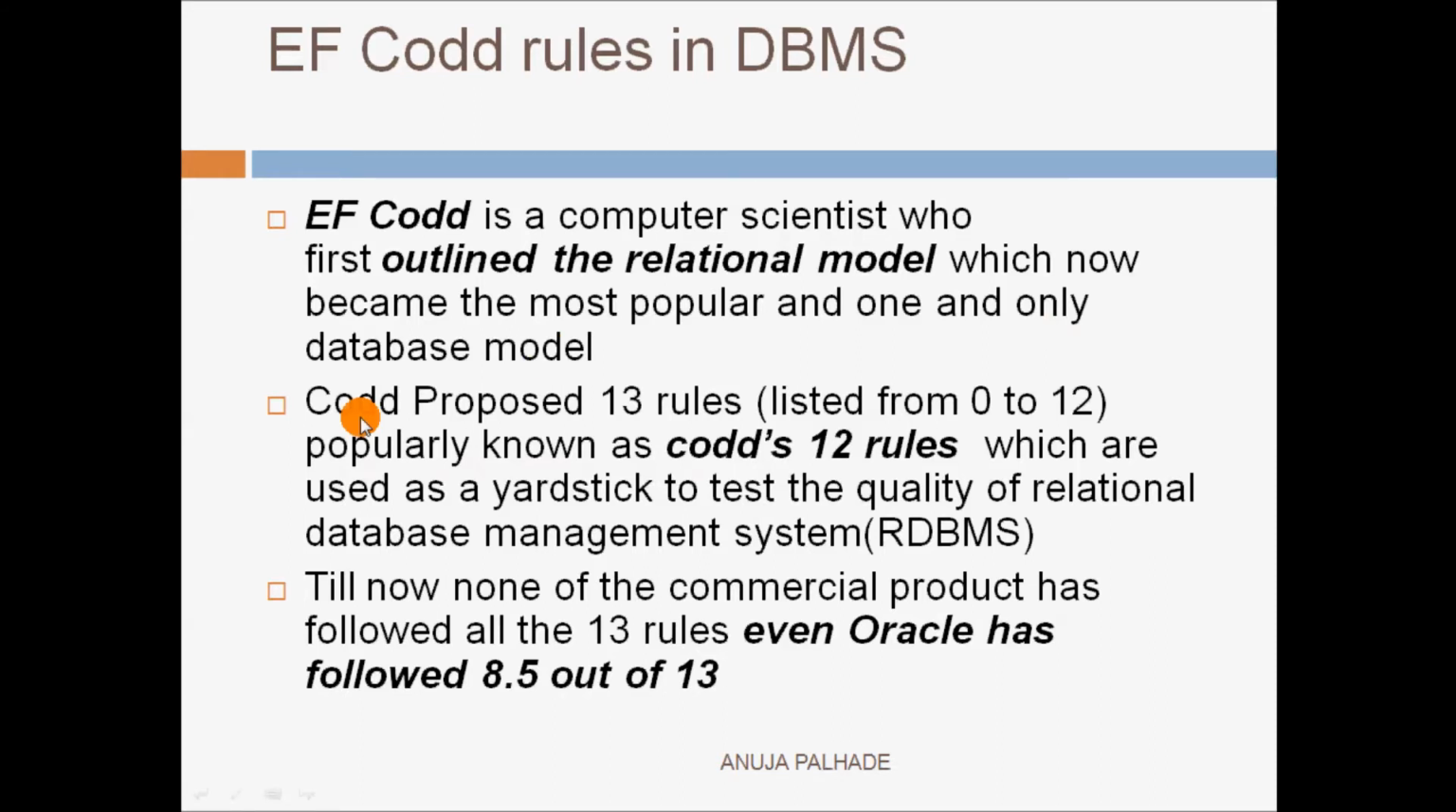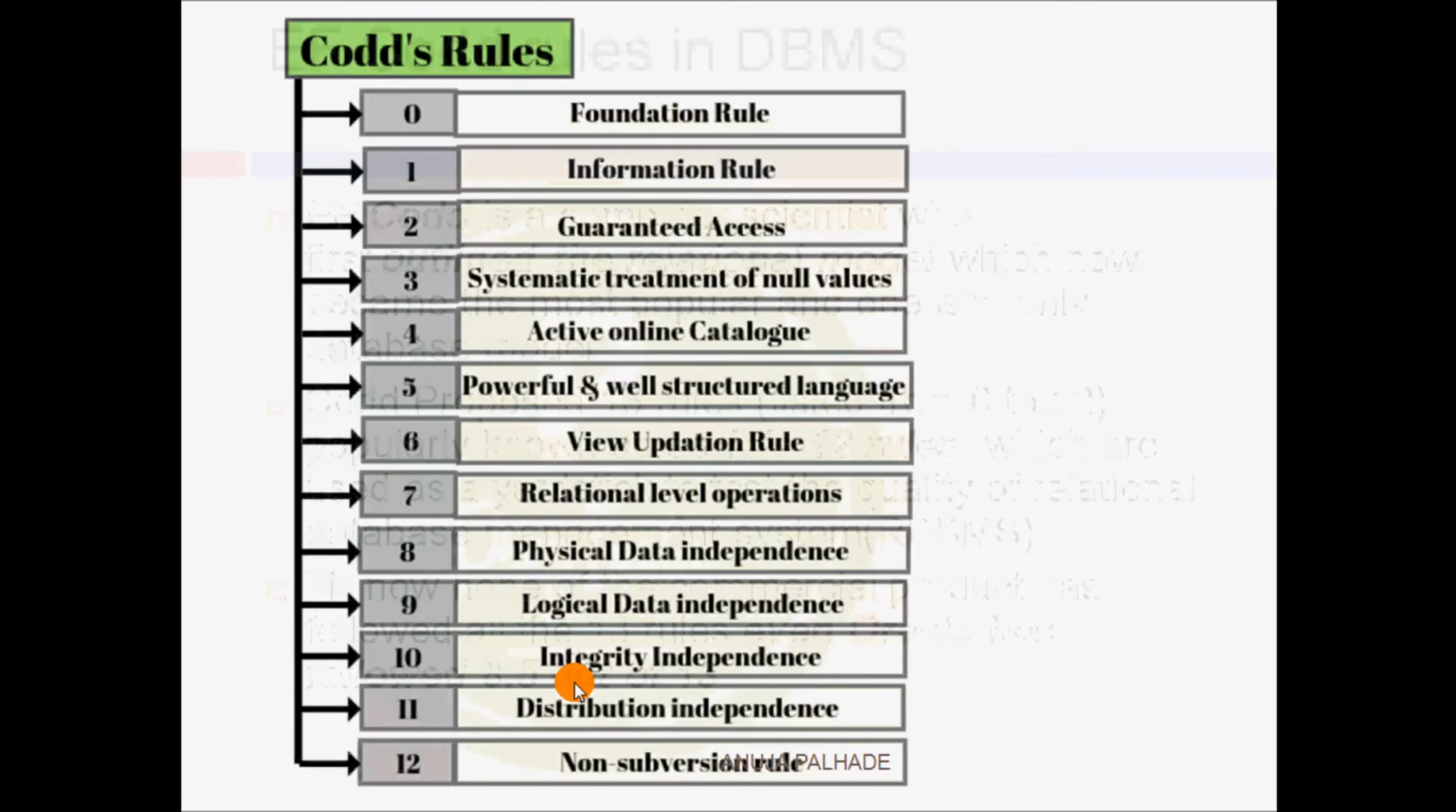Codd proposed 13 rules, listed from 0 to 12, popularly known as Codd's 12 rules, which are used as a yardstick to test the quality of a relational database management system, that is RDBMS. Till now, none of the commercial products has followed all the 13 rules. Even Oracle has followed 8.5 out of 13 rules. So these are the 13 rules from Codd's rules.